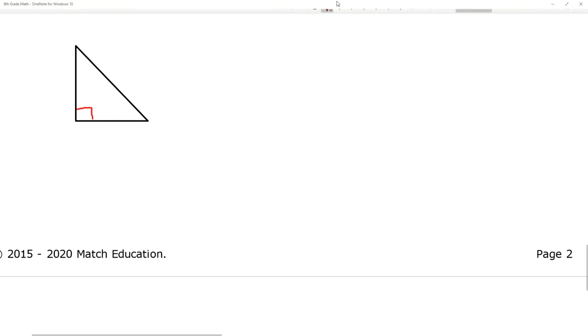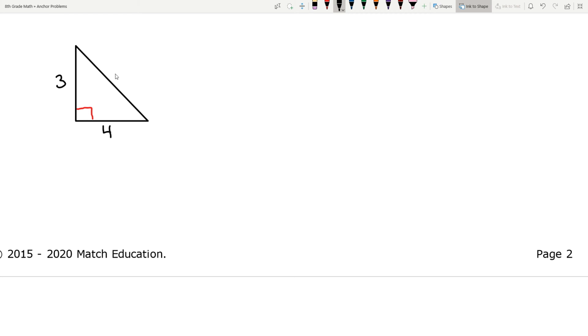And so, if you're given a right triangle, and you're given the side lengths, say, of 3, 4, and x, and you're being asked to find the value of the missing side. Well, remember, the opposite side of the right angle is your hypotenuse, and your other two sides are going to be your A and your B.